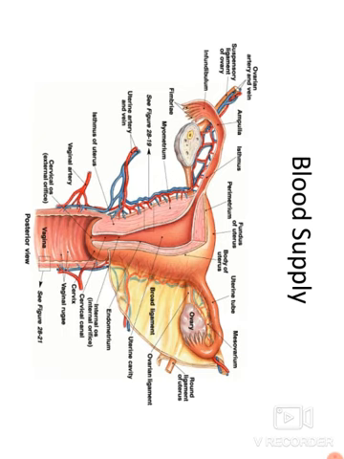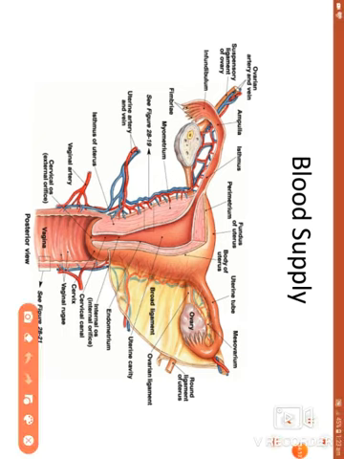Then that's about the supports of the uterus. Then comes the blood supply. See here, you can see this is the lateral margin. You can see the broad ligament. In the broad ligament, you can see this is the uterine artery, the arterial supply.